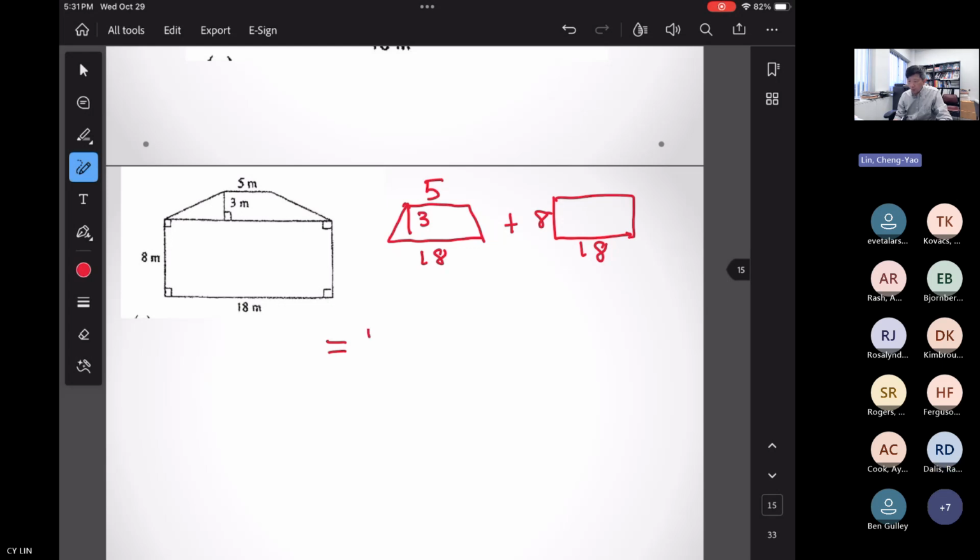We have 1 half base 1 times height plus 1 half base 2 times height. That is this, right? And then we plus 8 times 18.